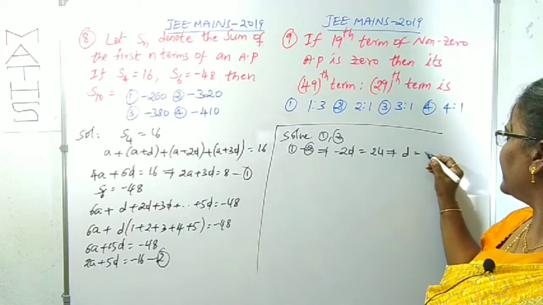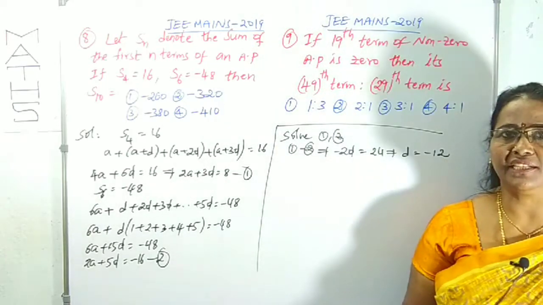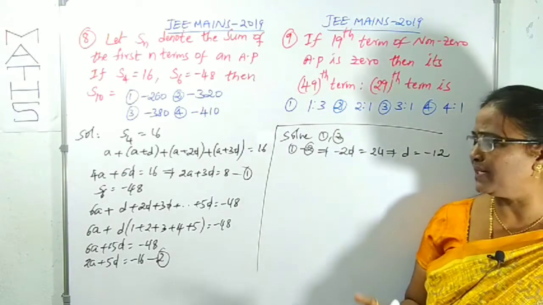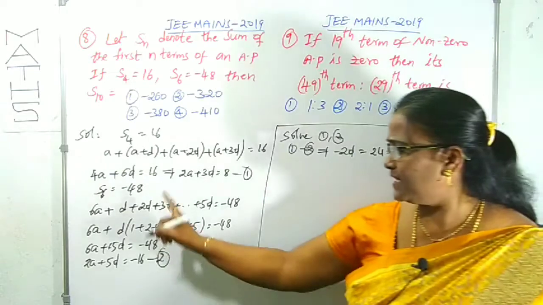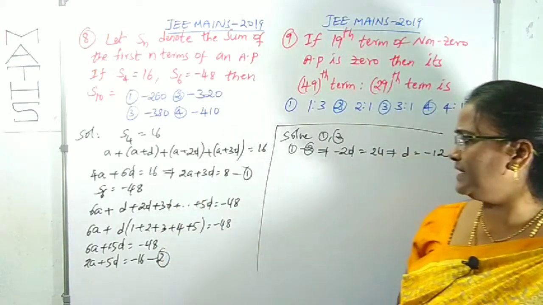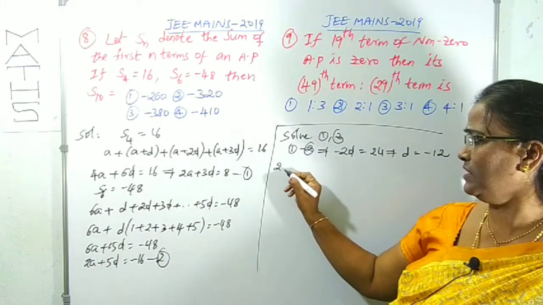So d is clearly minus 12. We got d is minus 12. What about a? Substitute in either equation 1 or 2, we can get the a value. I am substituting in equation 1.